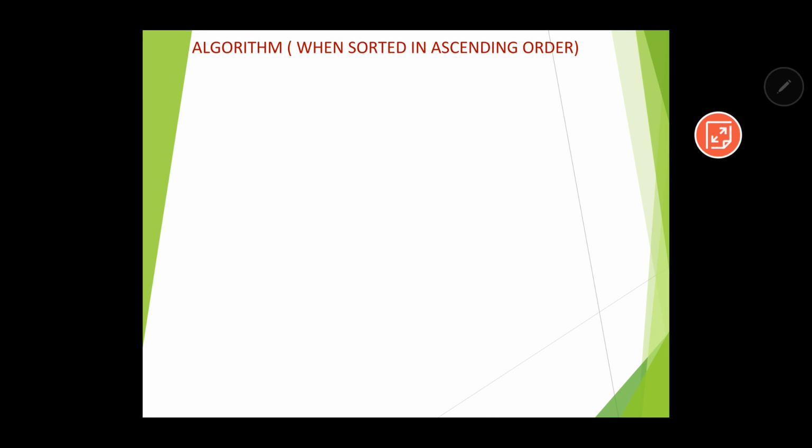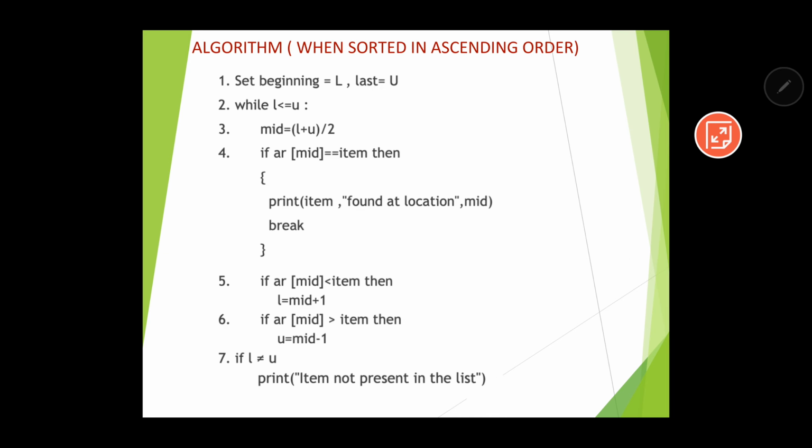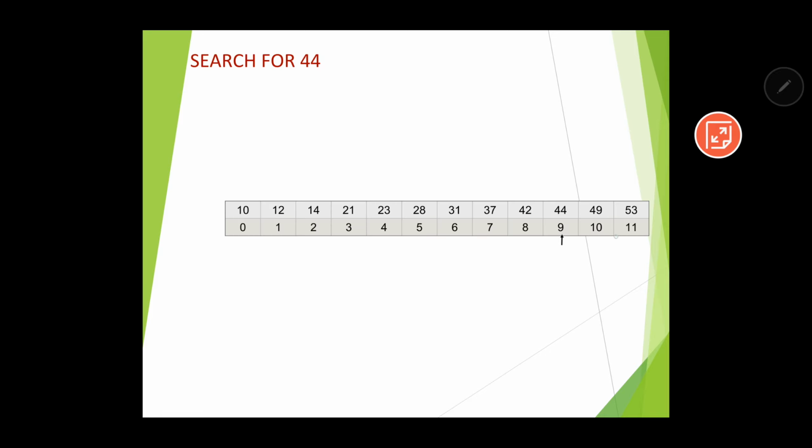Next, we'll have an algorithm for binary search. This is the algorithm for binary search. If I just read out the code, you will not be able to understand it, so I'll explain this code with the help of an example. Let's say we have a list. This is our list, and in this list there are different elements. Out of all the elements, we need to search for 44.